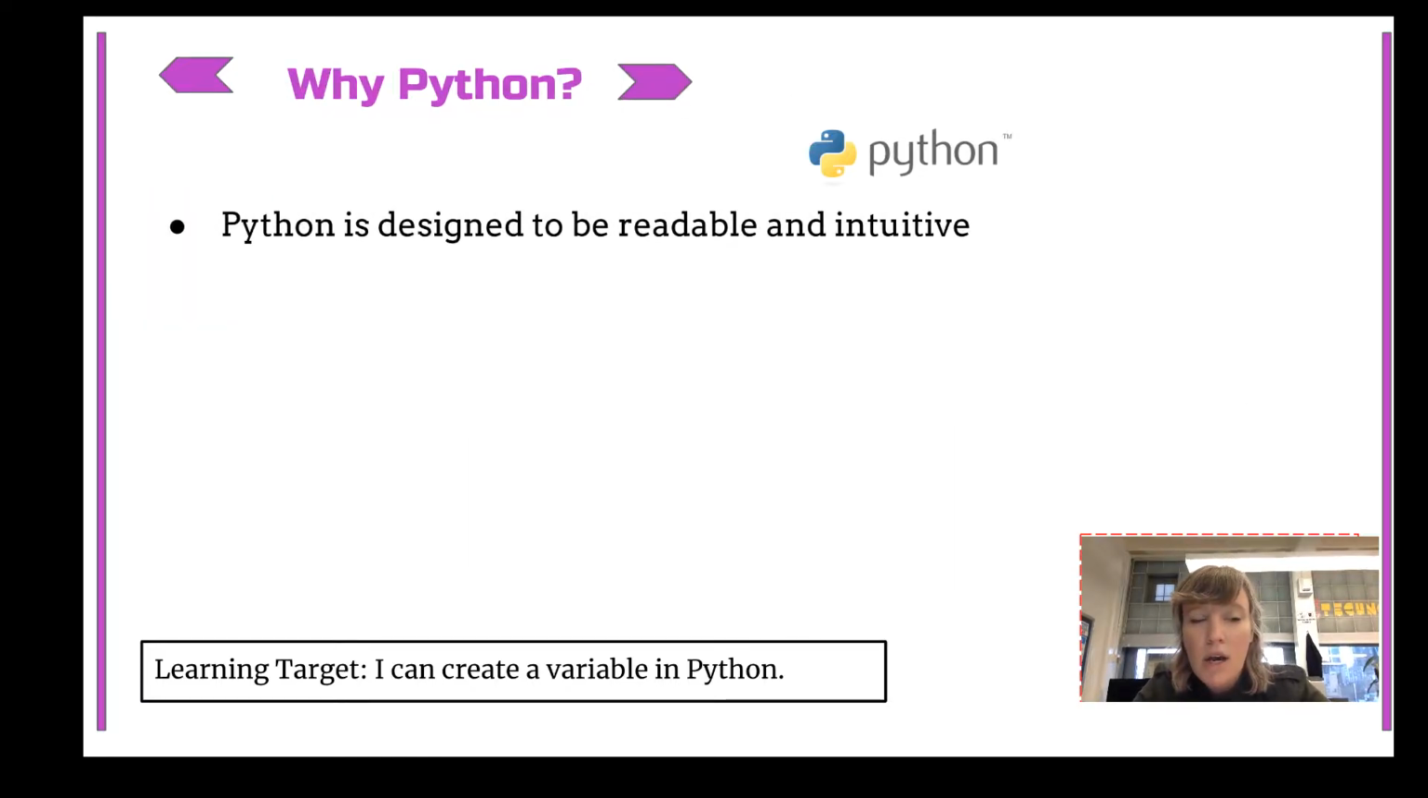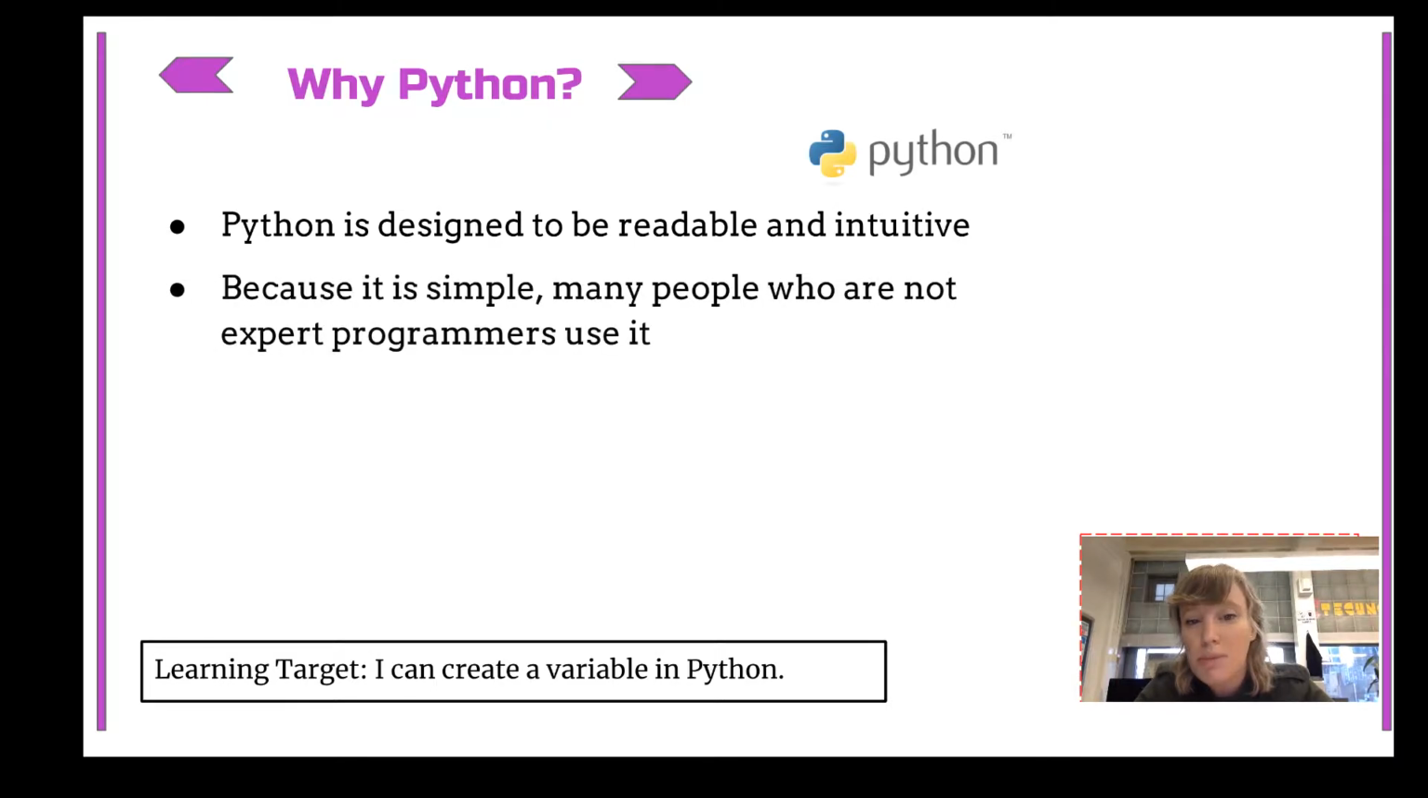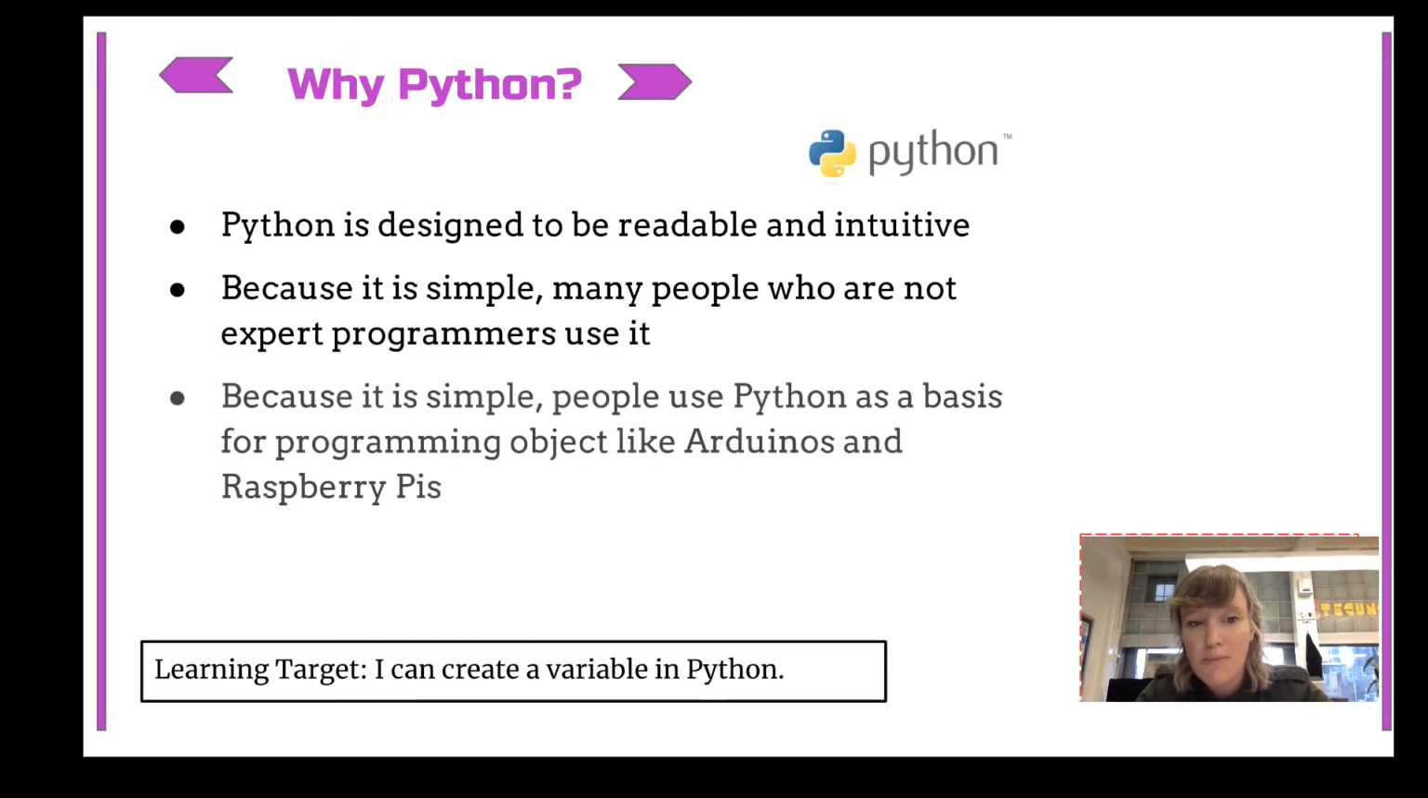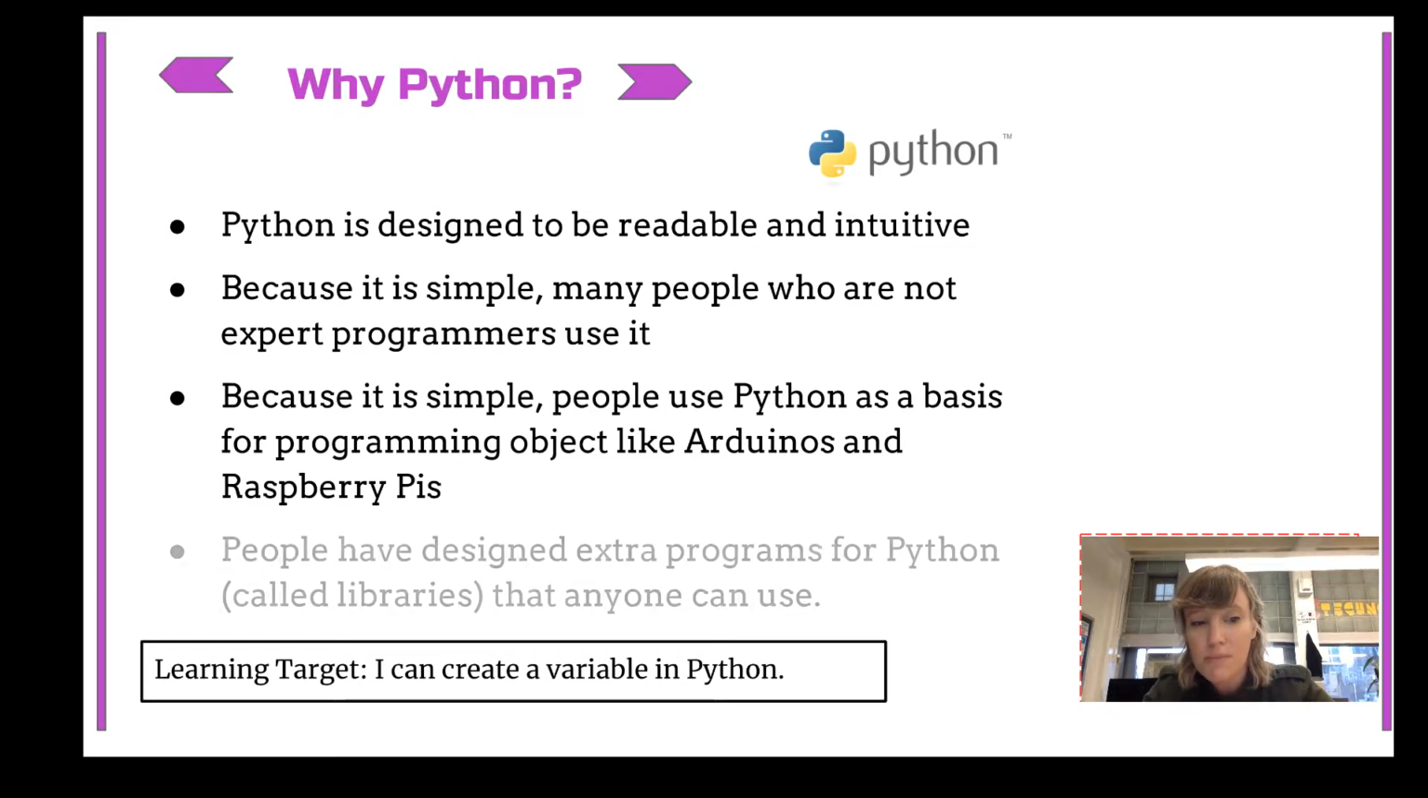So why Python? Python is designed to be readable and intuitive. Not only is it a high-level language, but it's designed so that people can kind of understand it just by looking at it. They can understand the programs and what is going on with the programs. It's simple, so many people who are not expert programmers use it. So people in other fields can quickly learn how to use it for their own purposes. So people use Python as a basis for programming, like for Arduinos or Raspberry Pis.